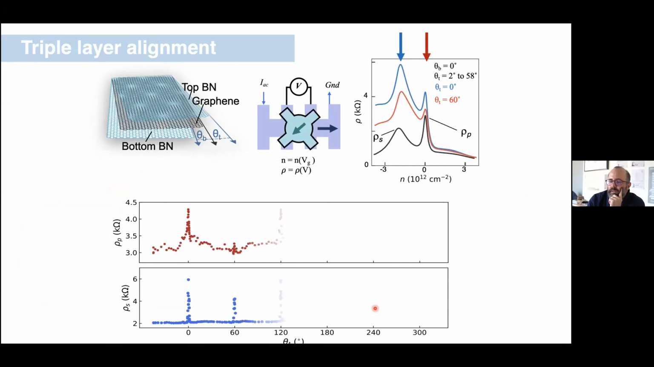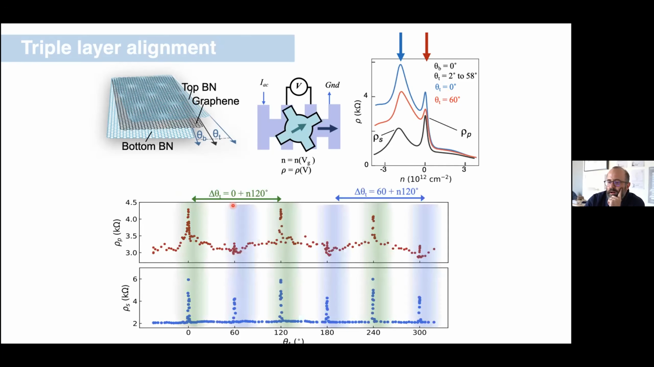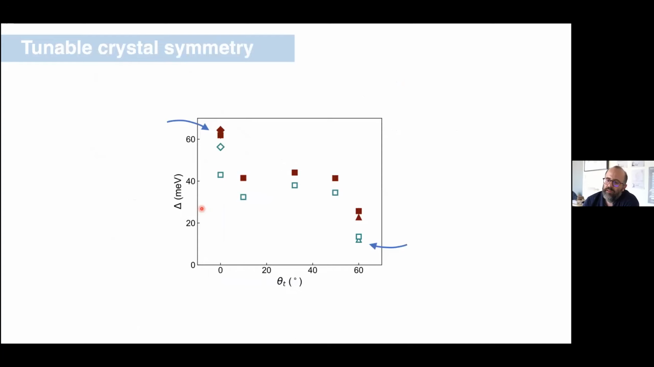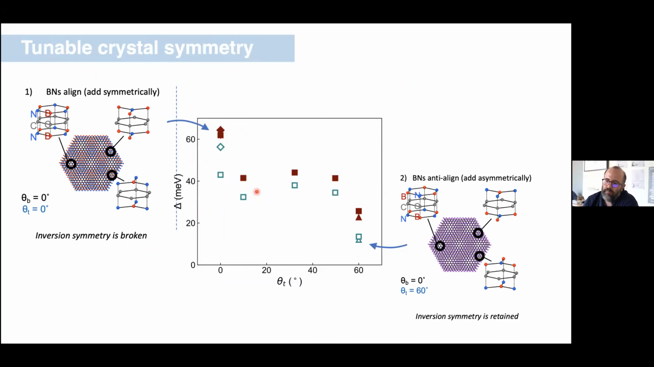So if we do this, we measure the resistance at the charge neutrality point and the satellite resistance. And what we see is that the resistance at the charge neutrality point oscillates on a 60-degree cycle. It's really 120 degrees, but it's high, low, it's high in a 120-degree cycle, et cetera. Okay, we can measure the gap at all these points. And the one thing I just want to emphasize is that when the two BN layers, top and bottom, are aligned to each other, the gap is high. And when they're anti-aligned to each other, the gap goes to 0.